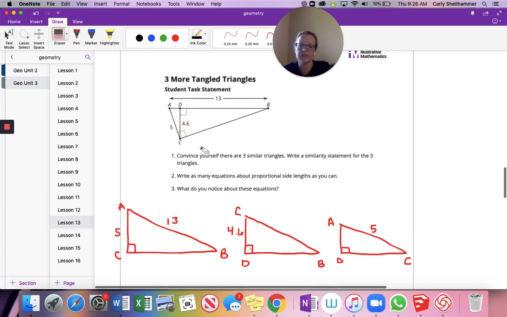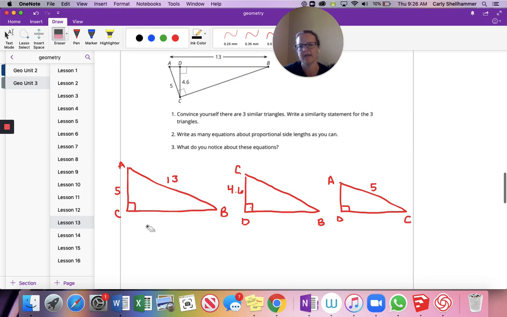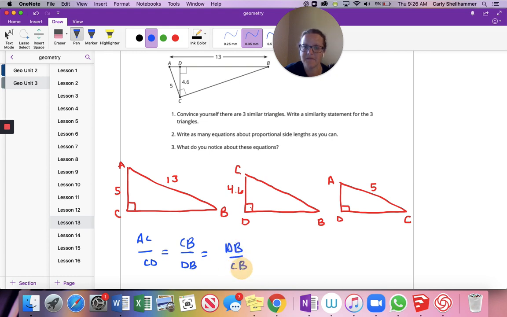Now write as many equations about the proportional side lengths as you can. I know that AC over CD equals CB over DB equals AB over CB. So I just compared all the side lengths to this one and this one. And I could actually keep going. There's so many that I could write.